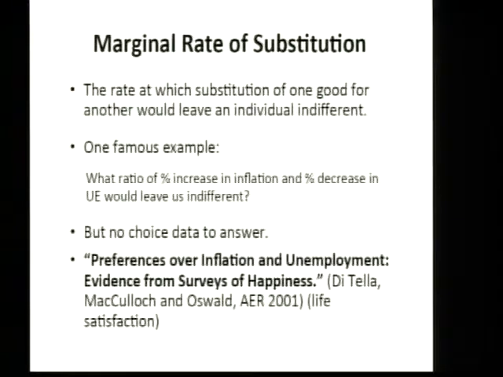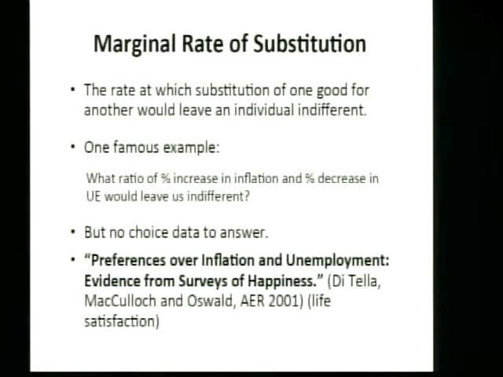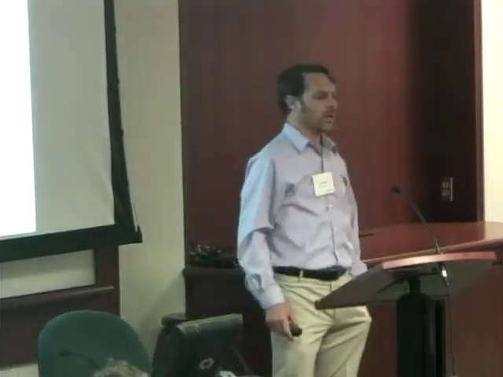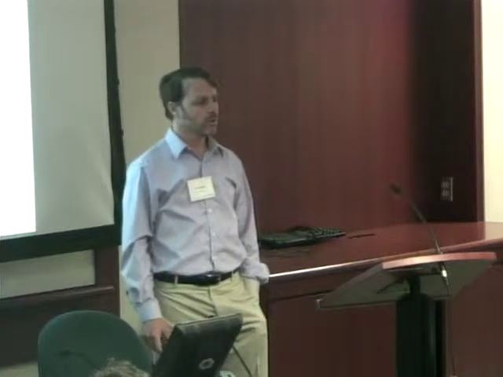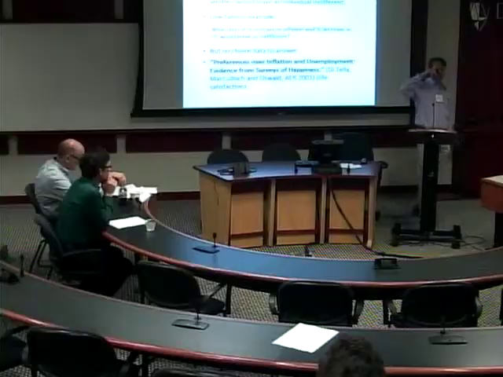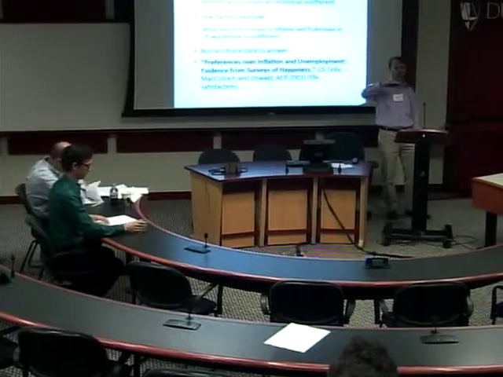So what are marginal rates of substitution? This is an intuitive definition. The marginal rate of substitution is the rate at which substitution of one good for another would leave an individual indifferent. My leading example today will be inflation and unemployment. Both are bad things. If we keep inflation as it is now and reduce unemployment by 1%, probably we'll make ourselves better off. So there is some percent of inflation that we could increase when we decrease unemployment by 1%, at which we will be as well off as without that.